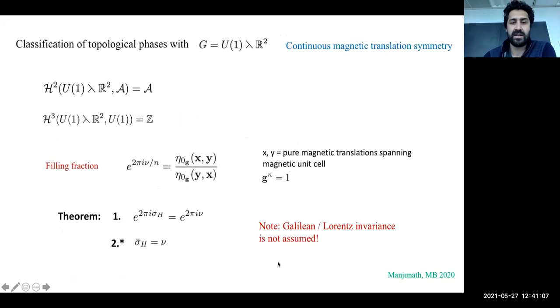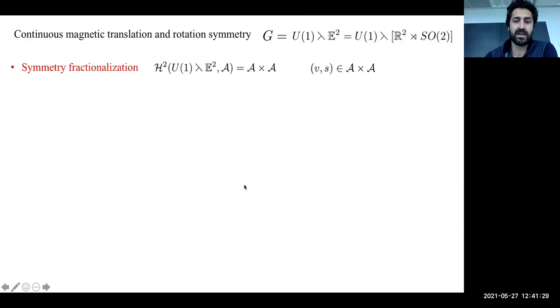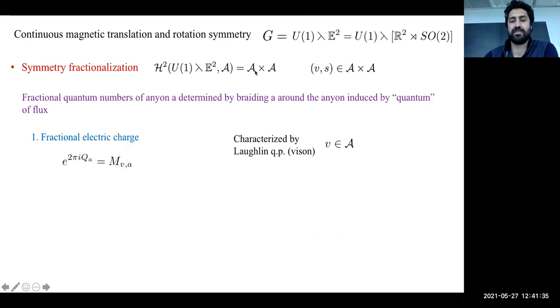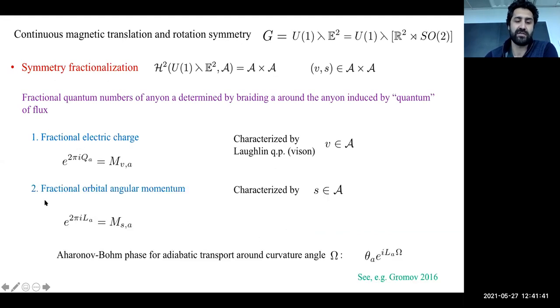Now, once you add a continuous magnetic translation symmetry, then these cohomology groups actually don't change, but what changes is now you can define a filling fraction within the G-crossed theory, and within the G-crossed theory, you can prove the well-known relation that Hall conductivity is the filling fraction. And I think this is interesting because we are not assuming Galilean or Lorentz invariance here. This is just directly from the G-crossed data. And then we add the continuous rotational symmetry as well. Symmetry fractionalization now becomes A cross A. So this is something we already know about. We have fractional electric charge, and we also have fractional orbital angular momentum. So this tells us the phase obtained by an anyon when it goes around some geometric curvature.